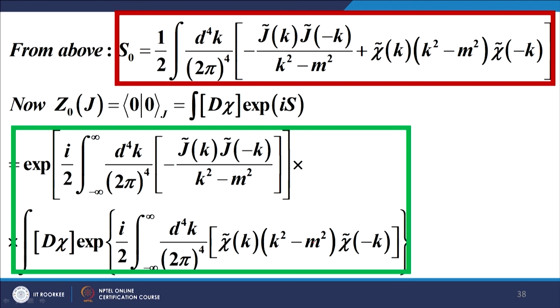Because this first term is independent of chi, this can be taken outside the integral, and therefore, I have this exponential outside the integral, and the remaining exponential which depends on chi, because the path integral measure is also chi, this will form the path integral. The first part, being independent of the path integral measure, goes outside the integral.